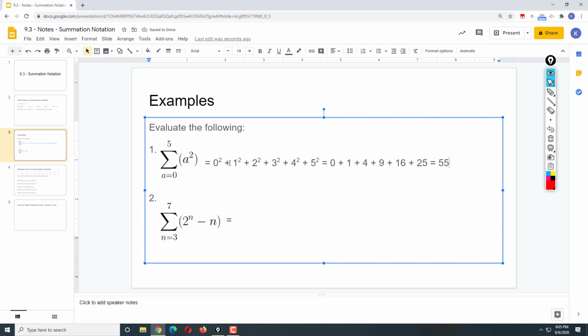Example 2. The sums do not have to start from 0. Here's a different one. We want the sum from n equals 3 to 7 of 2 to the n power minus n. That means we want 2 to the third power minus 3. That's the first term. Plus 2 to the fourth power minus 4. Plus 2 to the fifth power minus 5. Plus 2 to the sixth power minus 6. Plus 2 to the seventh power minus 7.